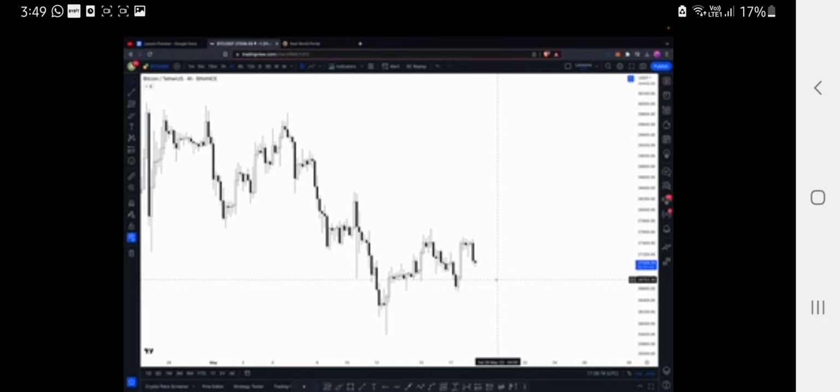This might sound simple, but if you could just have the discipline to not trade your opinion and trade what the chart's telling you, you would probably double your win rate overnight. I'll say that again. If you could not trade your opinion and just trade what the chart is telling you, you double your win rate.